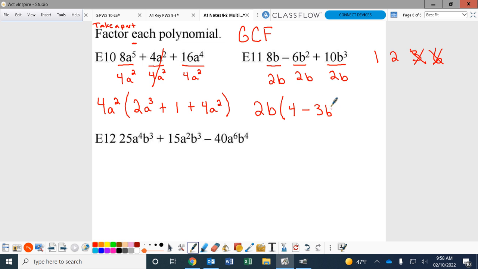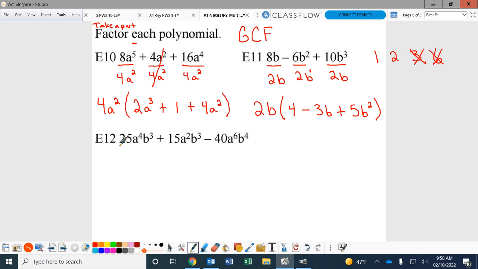And then the power on the b's, guys, it's a b to the 2nd and a b to the 1st. That's 2 minus 1, which is going to be 1. And we don't write a 1. We just write b. The last one, 10 divided by 2 is going to be 5. B to the what? Second power. Good. Does anybody have any questions before we do this last one that's a little more complicated? Okay, we'll see how this goes.